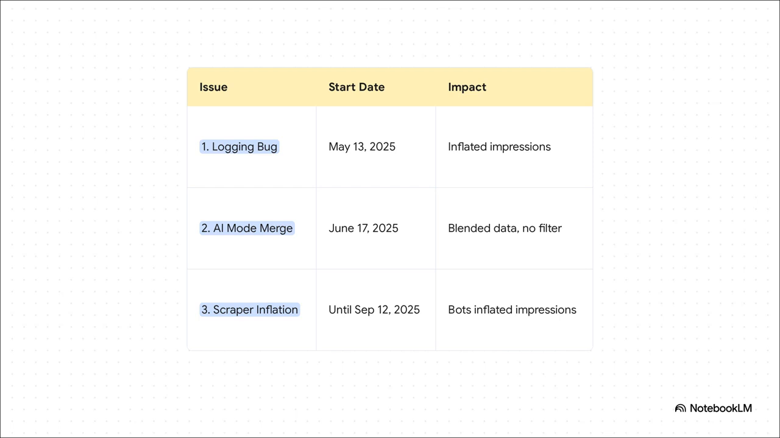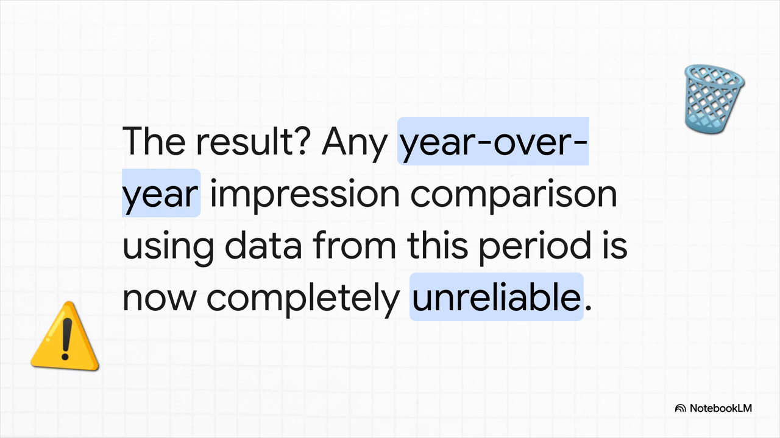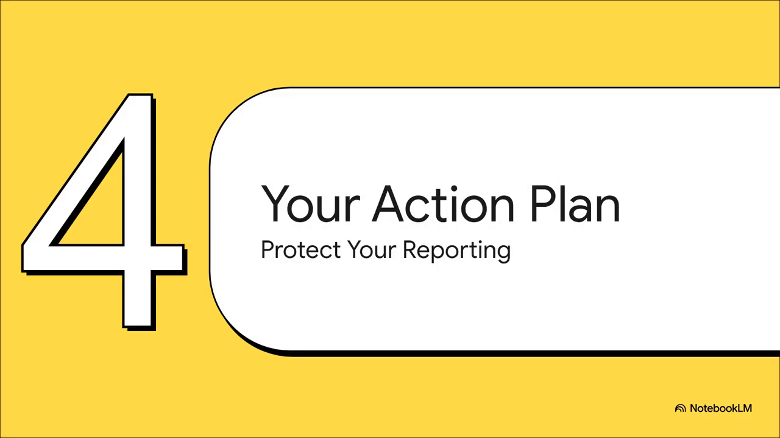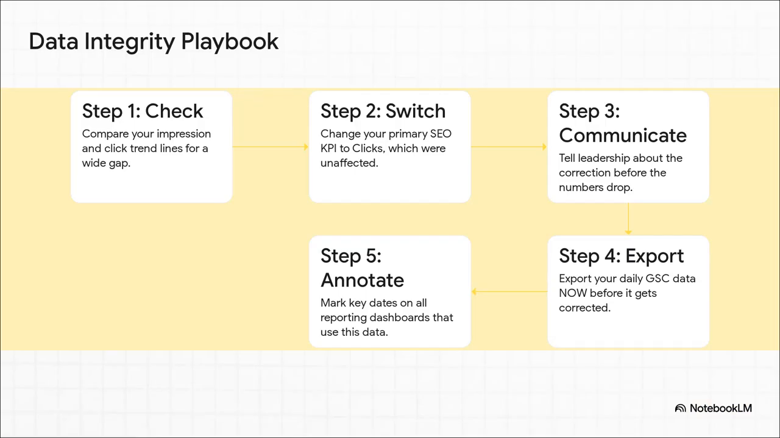What a mess. So the bottom line is pretty simple and pretty brutal. Any attempt you make to compare your website's performance year over year using impression data from this period, it's just not going to be reliable. The data is just too polluted to trust. Okay, that's the problem. It is a big one. So now let's talk solutions. Let's get into your action plan for how you can take control of this mess and protect your reporting, starting right now. All right, here is your 5-step playbook.